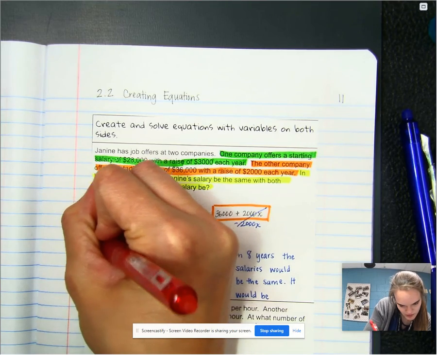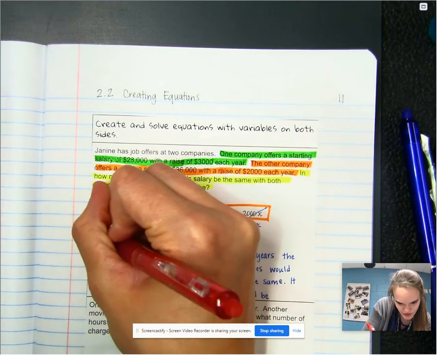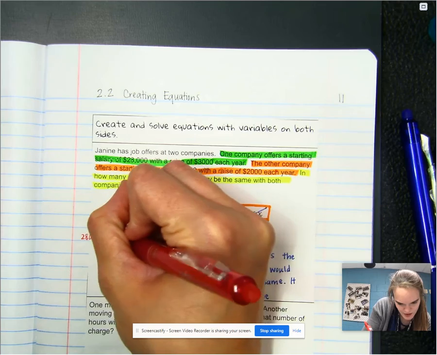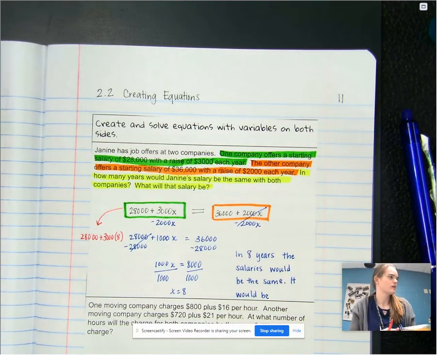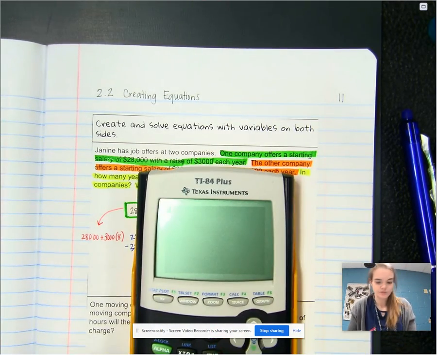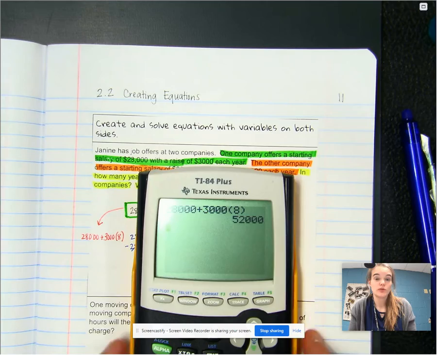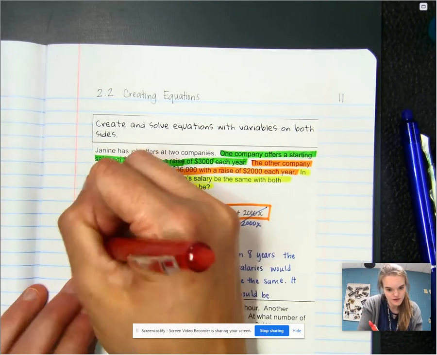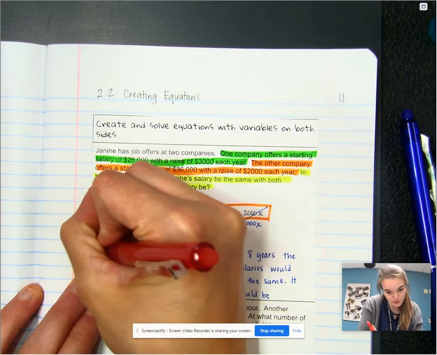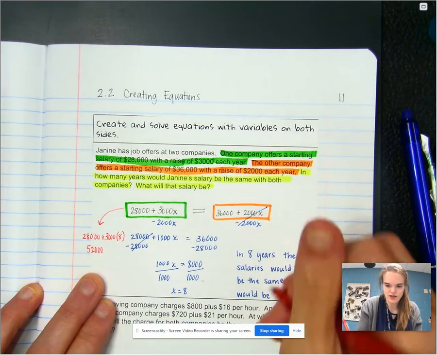$28,000 plus 3,000 times 8. 28,000 plus 3,000 times 8 is $52,000. That's not too bad. That's actually pretty good. $52,000 after 8 years.